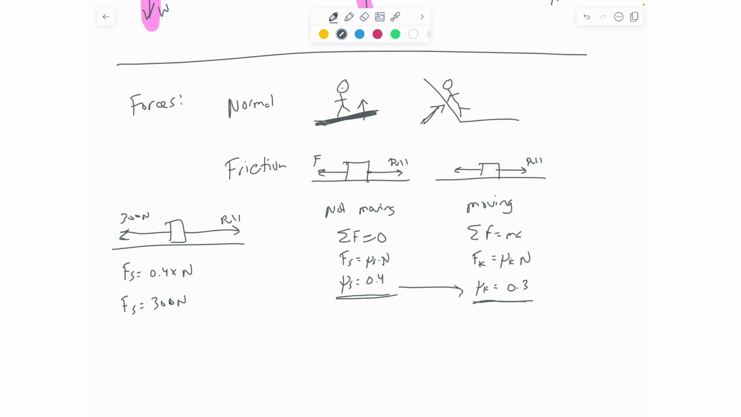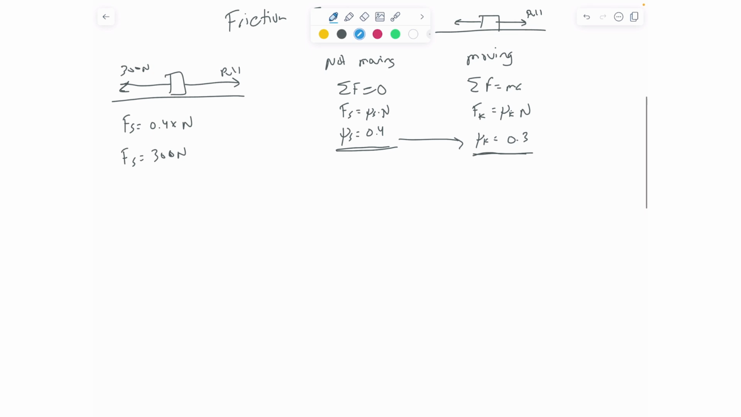So what happens here is when you pull, I'm just going to show this down here. If you pull with 1 Newton of force, then on the other side, due to friction, you're also going to get 1 Newton. If you pull with 2 newtons, it's going to be 2 newtons. If you pull with 3 newtons, it's going to counteract with 3 newtons.